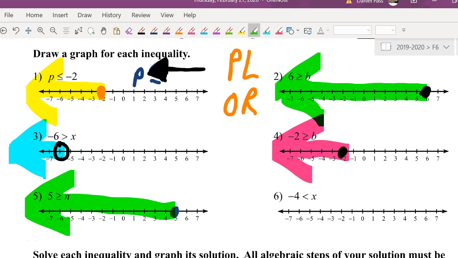Number 6, it goes to the right. Okay, let me see. X is on the open, and open goes to the right. So this is, yeah, right.